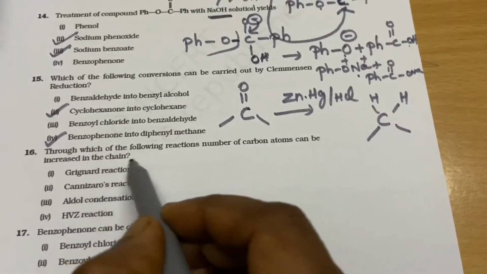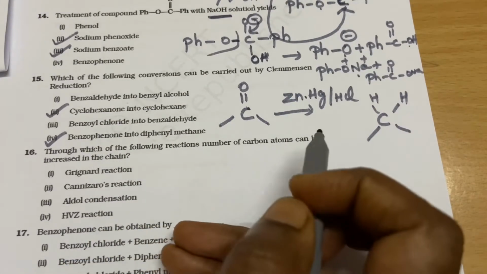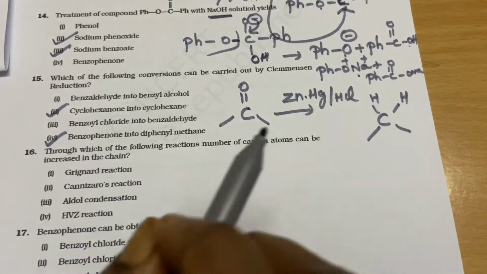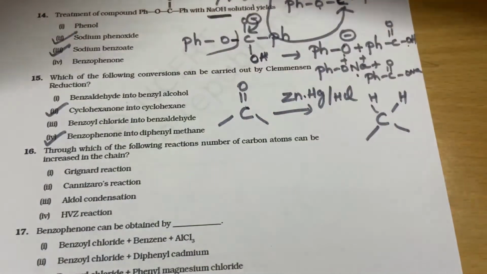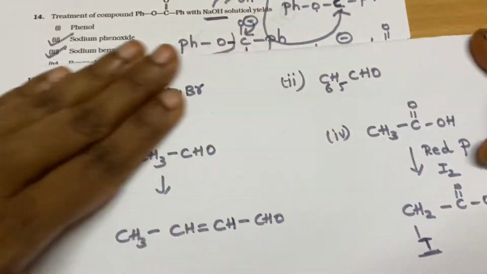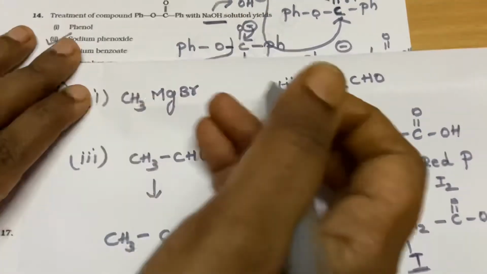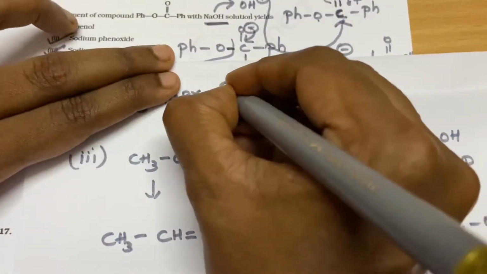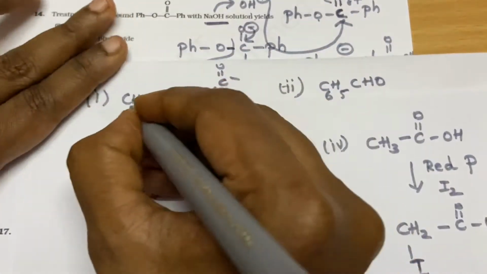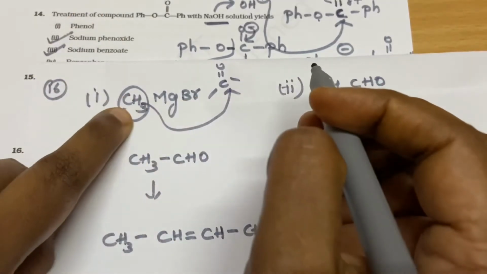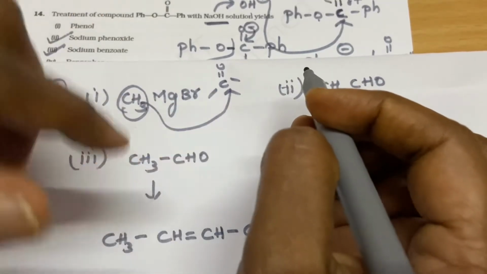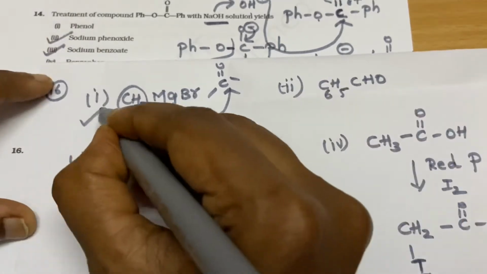Through which of the following reactions can the number of carbon atoms be increased in the chain? Grignard reaction, Cannizzaro reaction, Aldol condensation, and Hell-Volhard-Zelinsky reaction. By using a Grignard reagent, if you attack any carbonyl, this is a nucleophile here, this will go. So at last, we are attaching one carbon to the carbonyl, so we are increasing the carbon atoms. So this is an option.